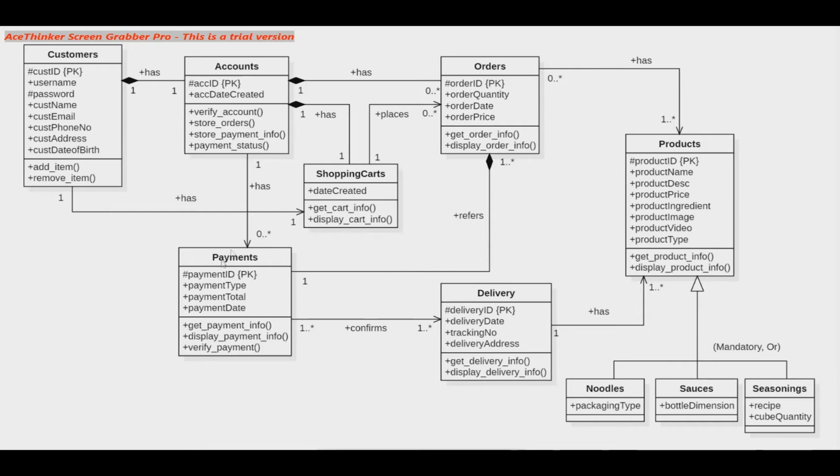Next, let's see the payments entity. As we can see here, the entity of payment can't exist without the entity of orders, which means the customer must have orders to proceed to the payment. The attributes of payments are payment ID, which is the primary key, payment type, payment total, and payment date. And the methods are get payment info, display payment info, and verify payment info.